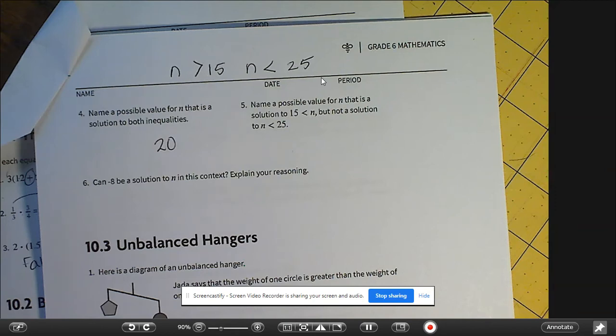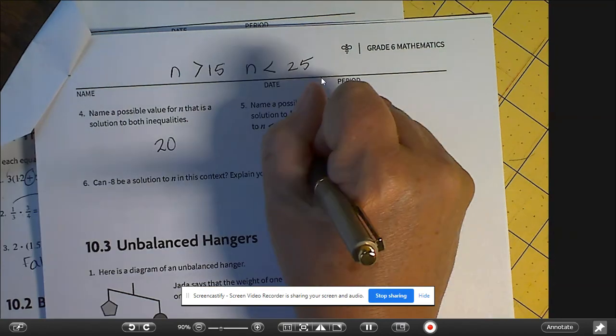Name a possible value for n that is a solution to 15 is less than n, but not a solution to n is less than 25. Noah scored more than 15, so it would have to be anything greater than 15 but not less than 25, so it could be 30.